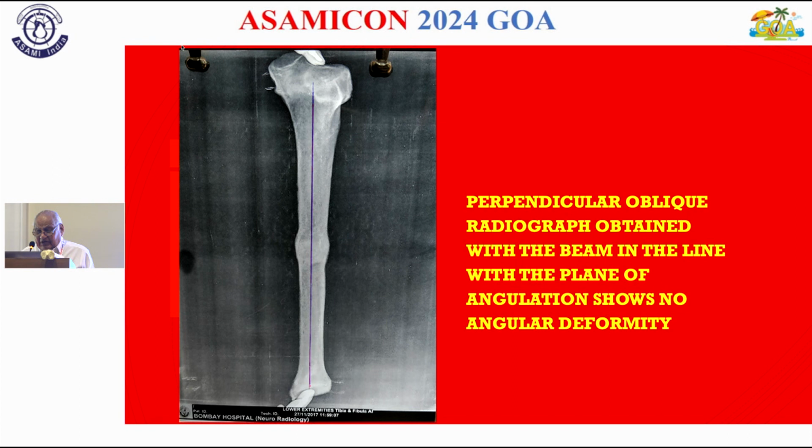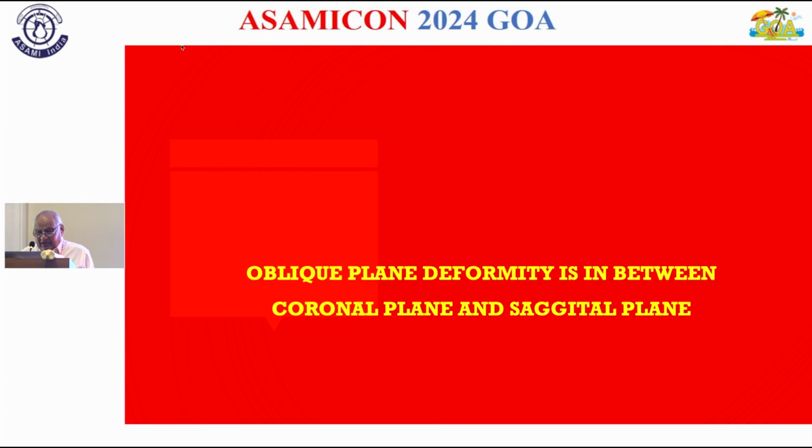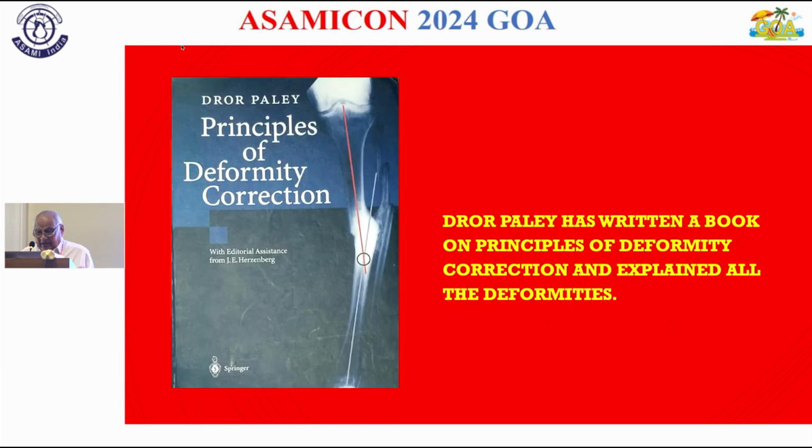A perpendicular oblique radiograph, obtained with the beam in the line of the plane of angulation, shows no angular deformity. Oblique plane deformity is in between the coronal plane and the sagittal plane. Dror Paley has written a book on principles of deformity correction and explained all the deformities.